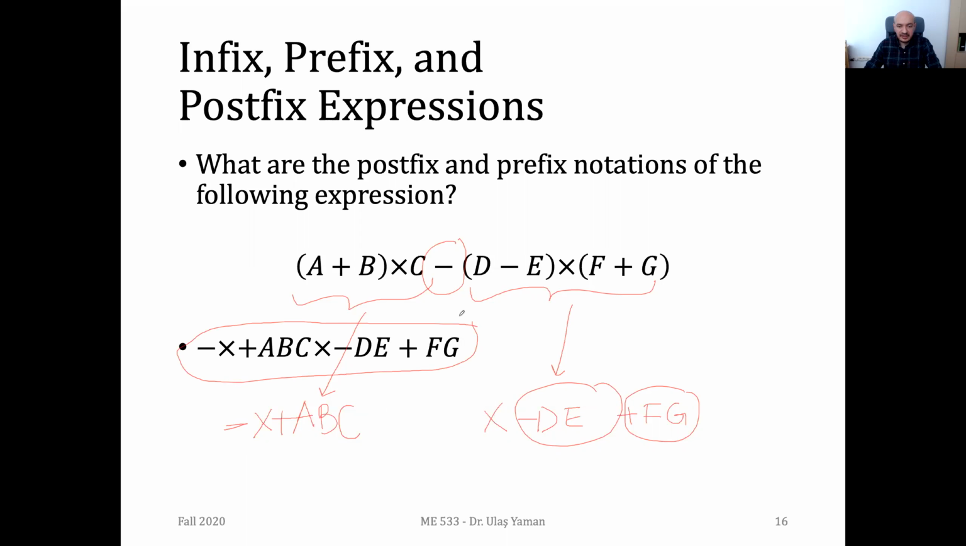I didn't want to make things complicated while discussing the stacks. We will do it in a moment. Any questions on how I converted this expression manually into a prefix notation?